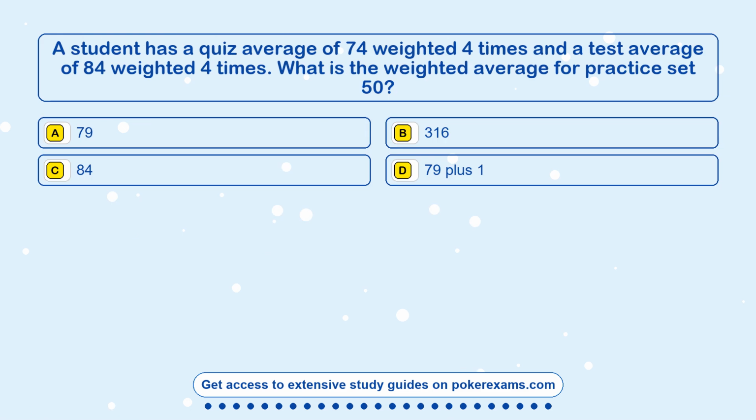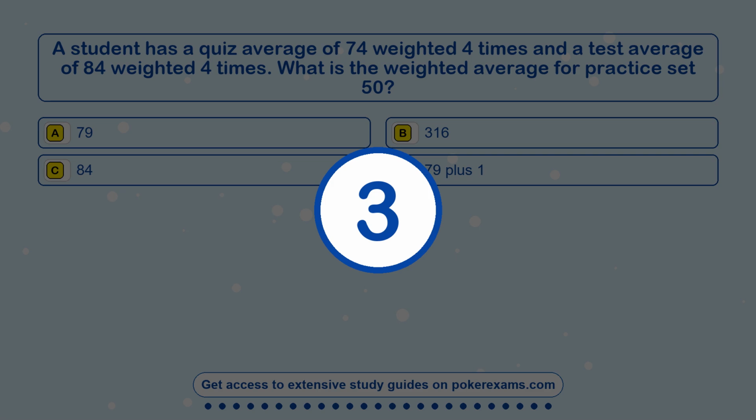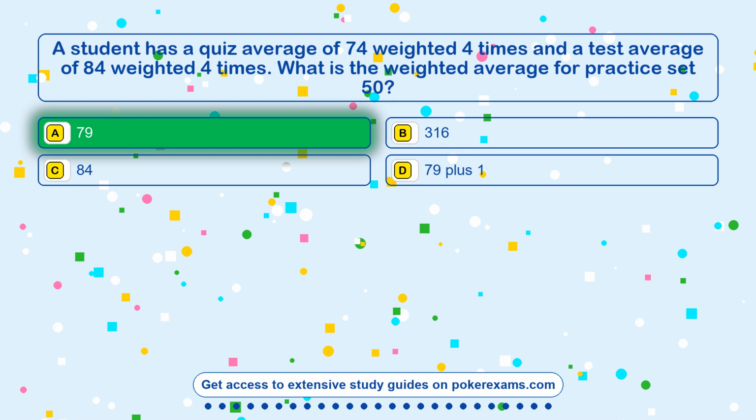Question 20. A student has a quiz average of 74 weighted 4 times and a test average of 84 weighted 4 times. What is the weighted average for practice set 50? Option A 79. Option B 316. Option C 84. Option D 79 plus 1. The correct answer is option A.